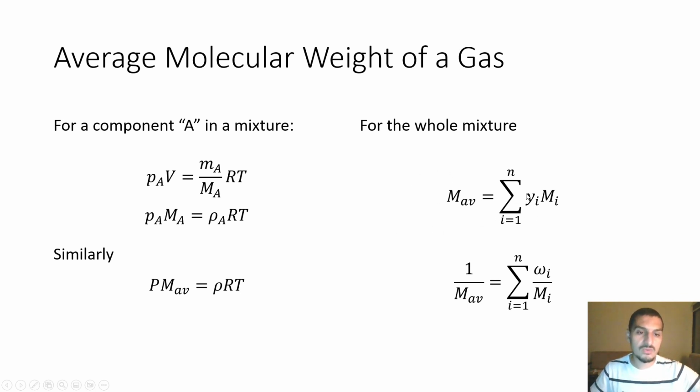It is equal to the summation of mole fractions multiplied by the molecular weights. So this is how we do it with the knowledge of the mole fraction. But with the knowledge of mass fraction, it's going to be 1 over the average molecular weight equals the summation of mass fraction divided by the molecular weight of each component. So this is the last thing I'll mention today.